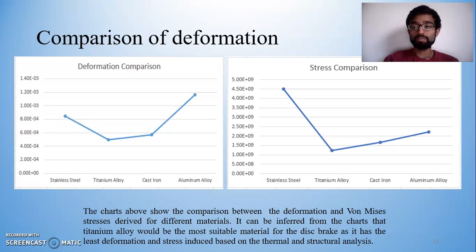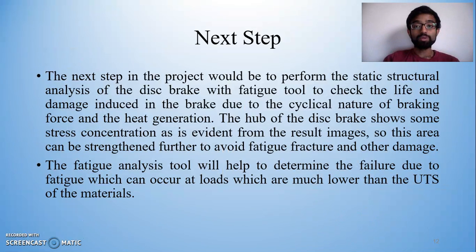So for the next step of the project, I would be analyzing the disc brakes for both titanium alloy and the material which is closest to it in properties, which is cast iron. So here the next step in my project would be to perform the static structural analysis of the disc brake for titanium alloy and cast iron, as I told you in the earlier slide, with fatigue tool to check the life and the damage which is being induced in the brake due to the cyclical nature of braking force and also the heat generated because of this force.